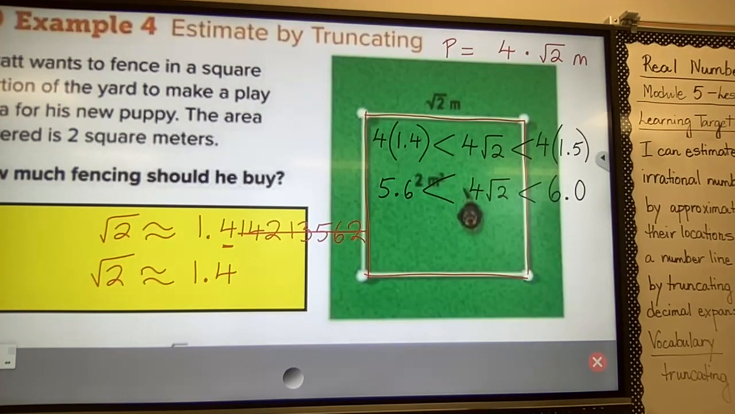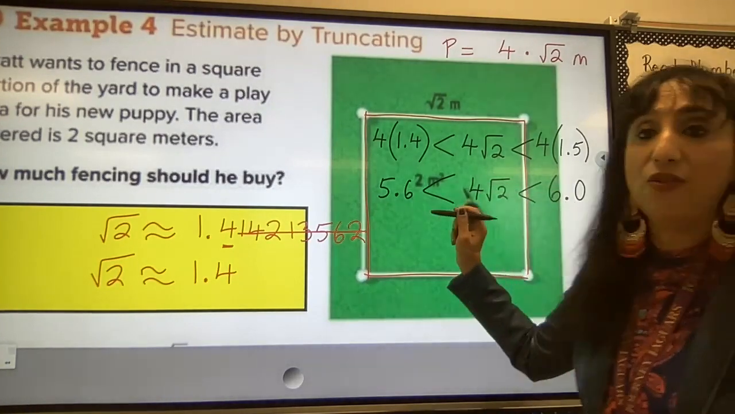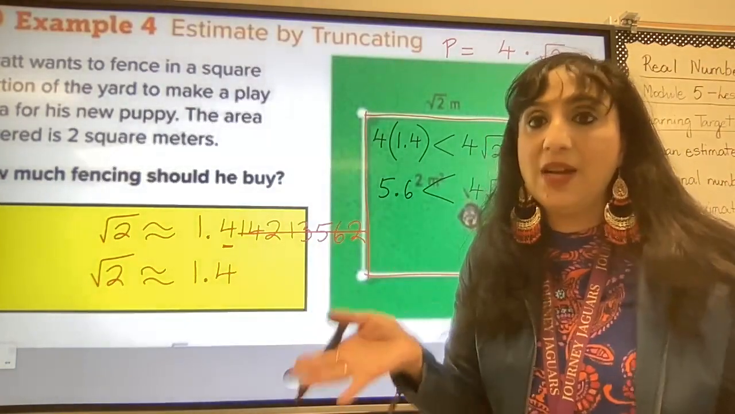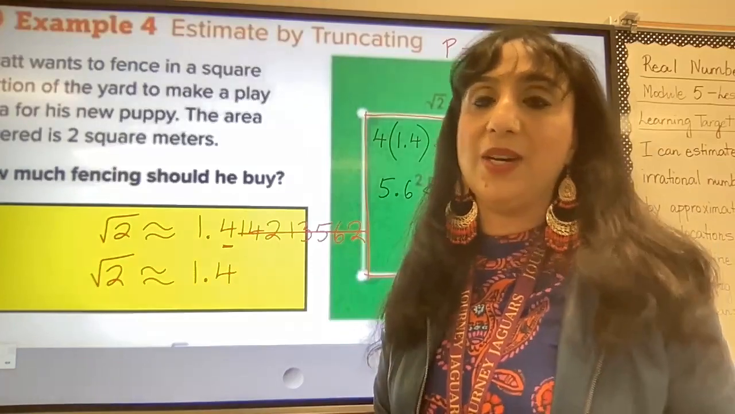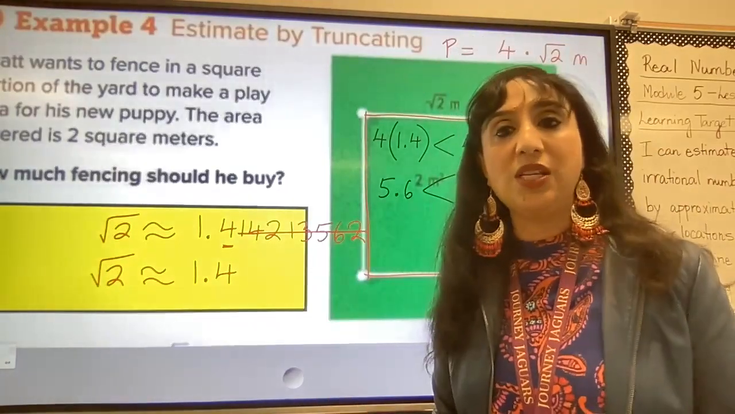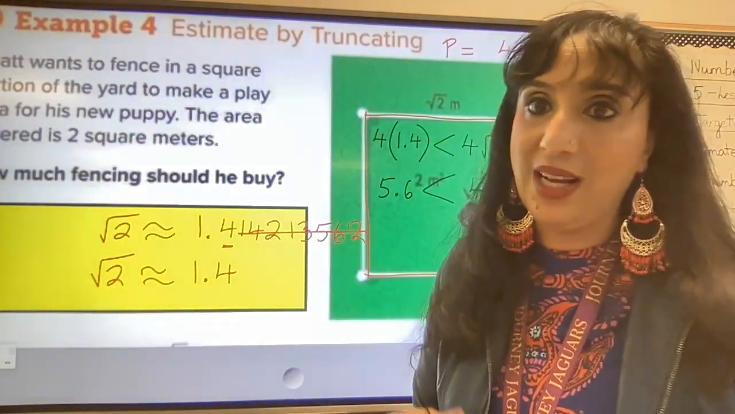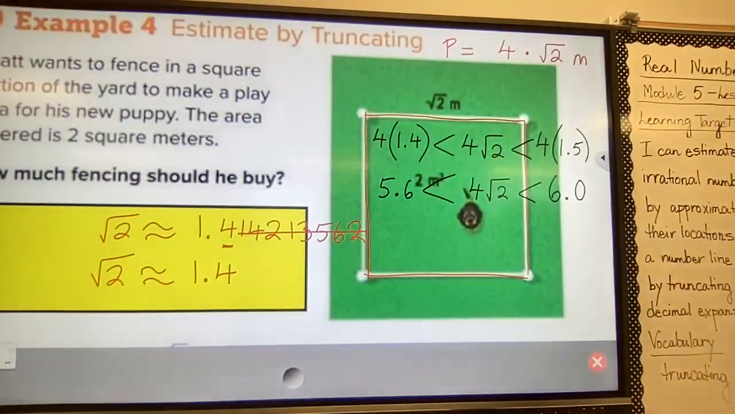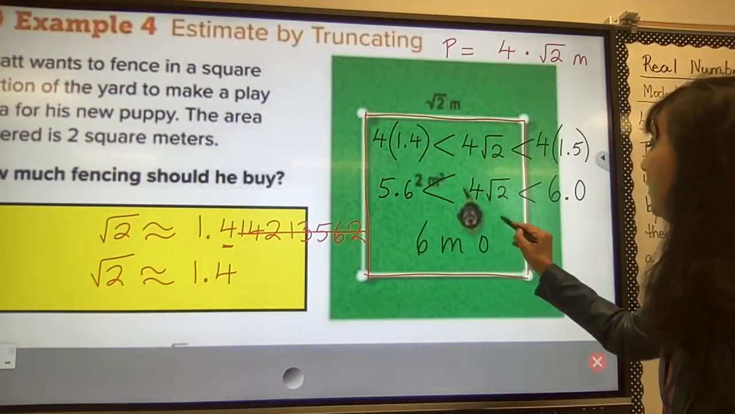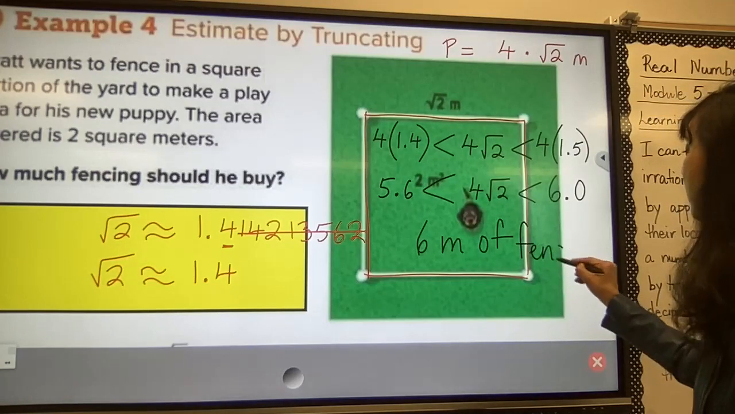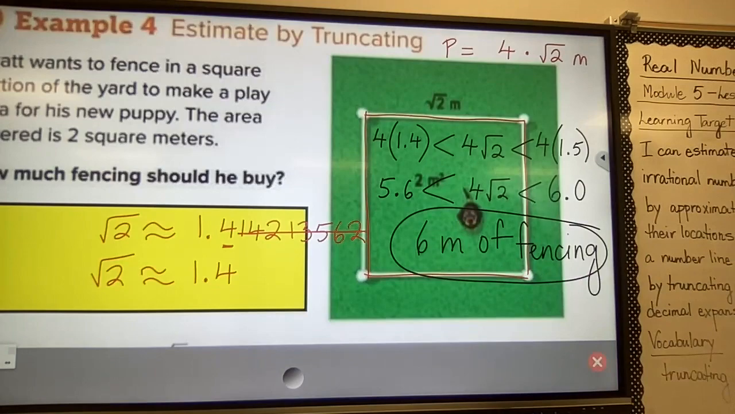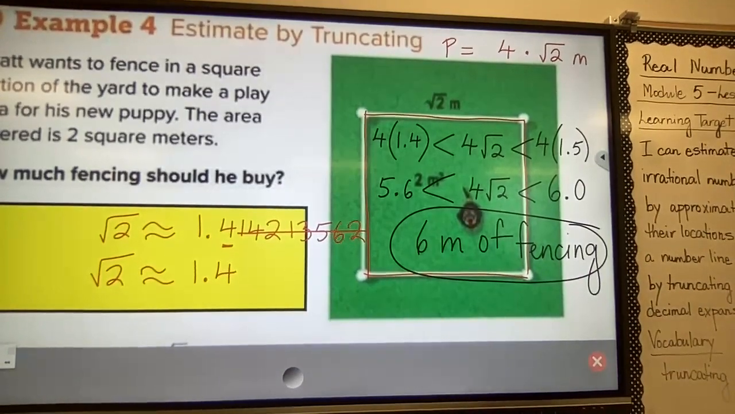So therefore, obviously he should not have less amount for the fencing. It's better to have a little bit more, otherwise we'll have a gap left, right? So when you're buying stuff like curtains or fencing or material to stitch something, you don't want to have less, you want to have slightly over. So therefore, for this case, he should buy 6 meters of fencing. All right, and so that would be the answer for this problem.